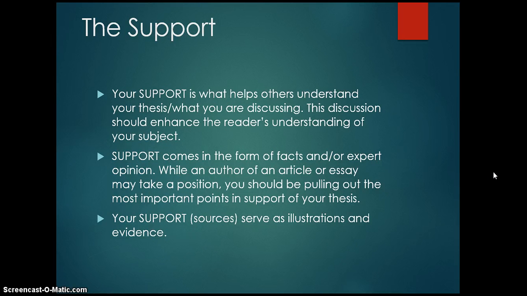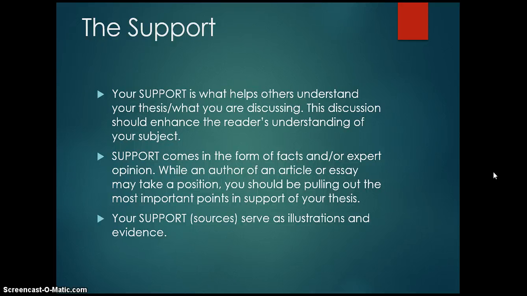Let's talk about support or evidence for your topic. Your support is what helps others understand your thesis. What are you discussing? The discussion should enhance the reader's understanding of your subject. So when you're looking at sources, you're really going to want to look for things that will help the reader understand. Support comes in the form of facts or expert opinion. There may be some others that you can incorporate, but those are going to be the main ones for this.